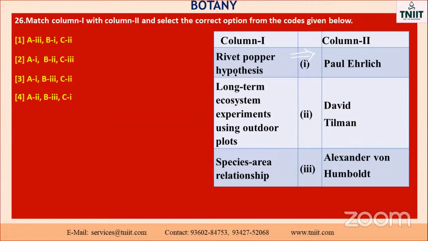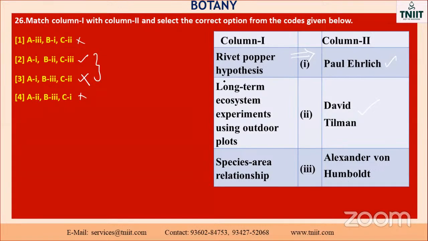The rivet-popper hypothesis was given by Paul Ehrlich. That is the correct one. So here, which one is correct? A is the one. So you have to calculate that the answer is within these two only, these two are not the answer. Okay, within these two only. Long-term ecosystem experiment using outdoor plots, David Tilman. So the second one is A is 1, 2 is 2. So this one is correct and this one is wrong. So automatically it comes. The species-area relationship, Alexander von Humboldt.